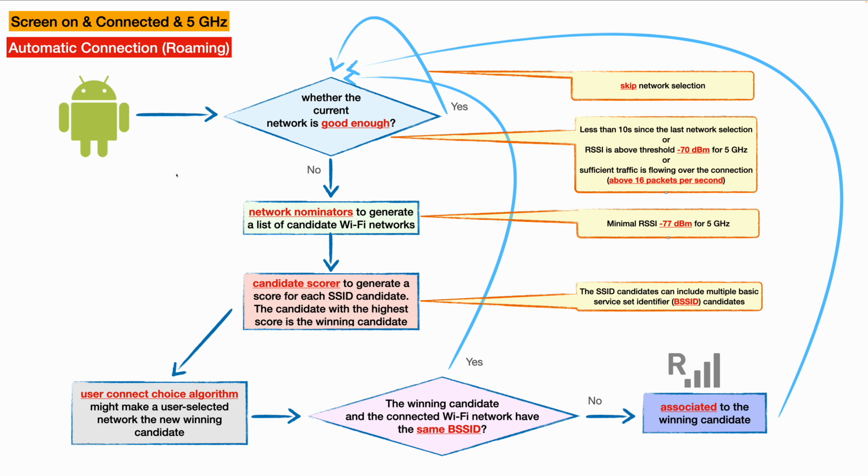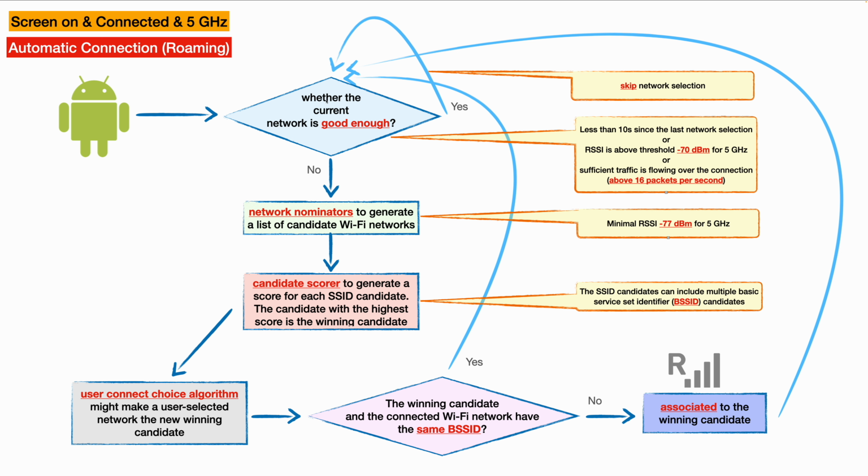By the way, this video will only be focusing on the scenario where your device screen is on and is connected to a Wi-Fi network and your Wi-Fi network's band is 5 GHz. For different scenarios, you may have different thresholds and different conditions. So let's focus on this most common scenario.